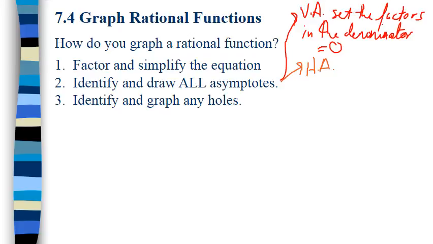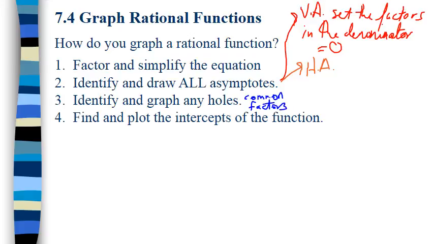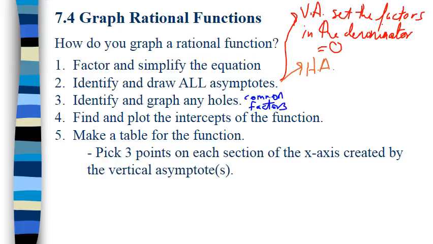We identify and graph any holes, and we haven't done an example of that yet, but we will in just a moment. Remember, the holes are when you divide out the common factors. Then we find and plot intercepts of the function, and then make a table so that we have at least 3 points on each section of the graph. So let's talk a little bit more about this horizontal asymptote stuff.